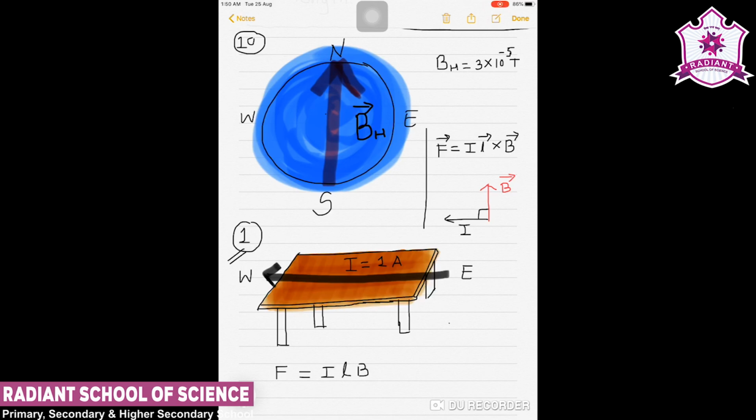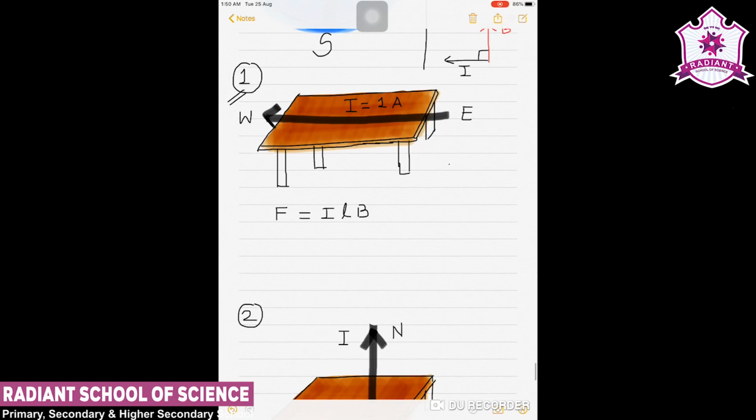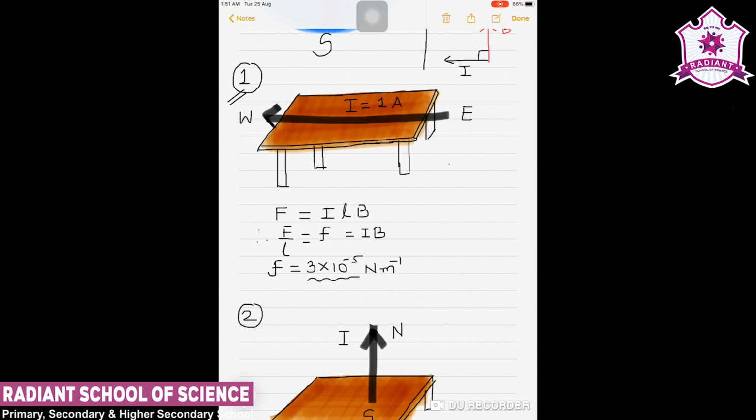Here the length is already given, that is very large, and therefore we say that in this case this would be force per length, that is small f, and that is equal to I into B. Now we are given the value of I and we are given the value of B. So on the basis of that, this small f will come out to be 3 into 10 raised to minus 5 Newton per meter, because this is force per unit length.